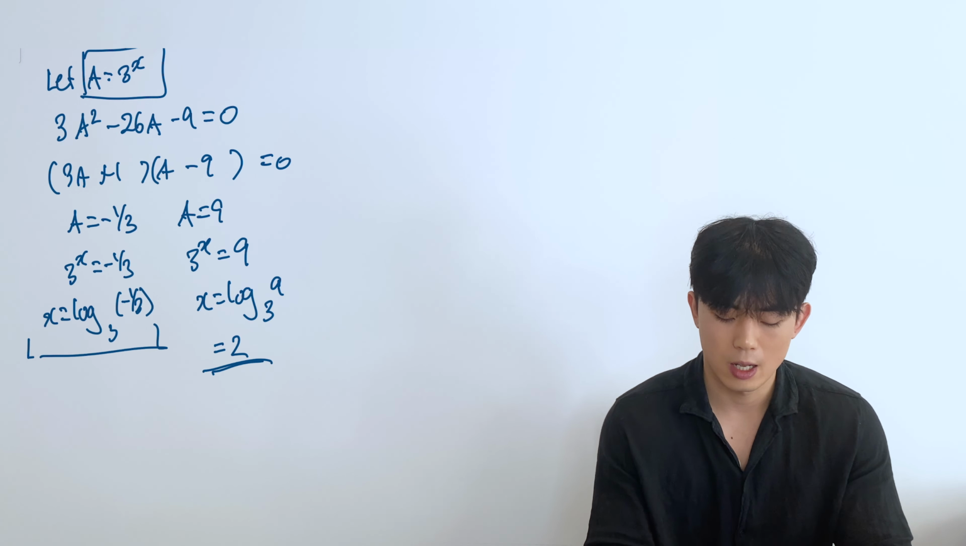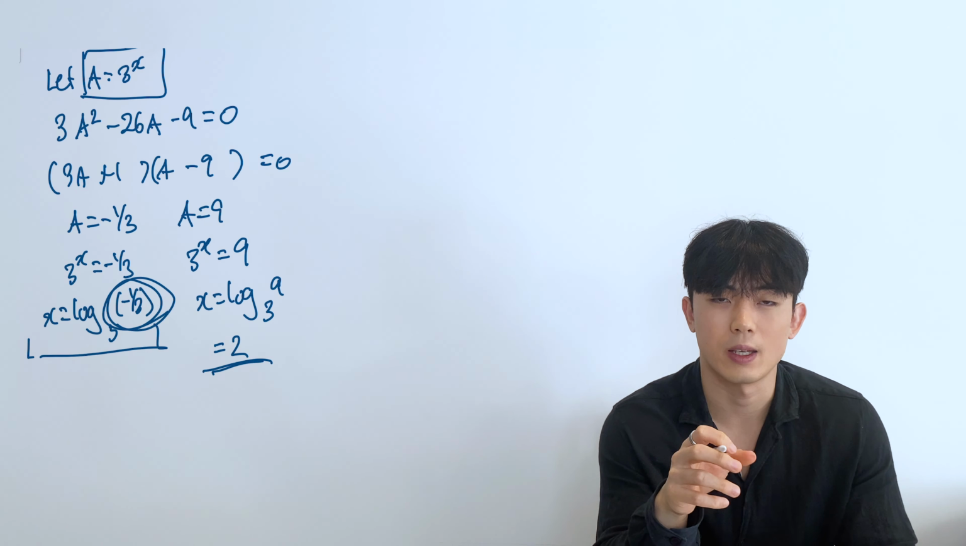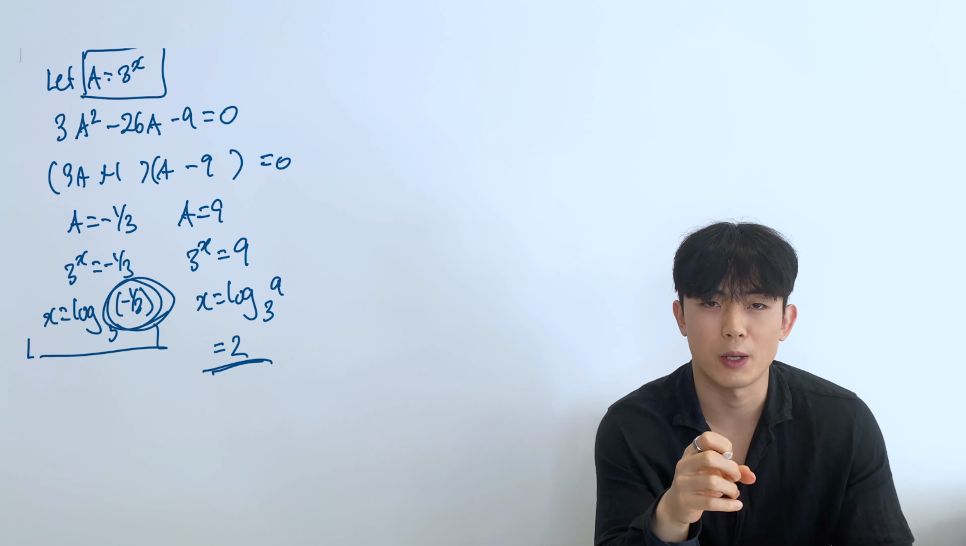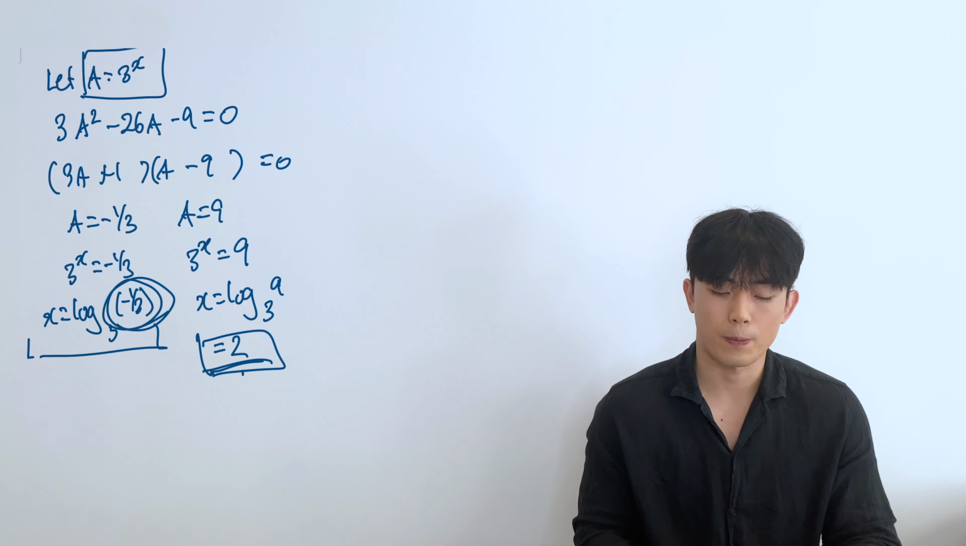but if you plug the other one into a calculator, you'll actually get no solution, or you might get an error. The reason being is because we can never have a negative value inside our log, okay? The log total can be negative, but inside we can never have a negative value. So the only solution we'll get is this 2 here.